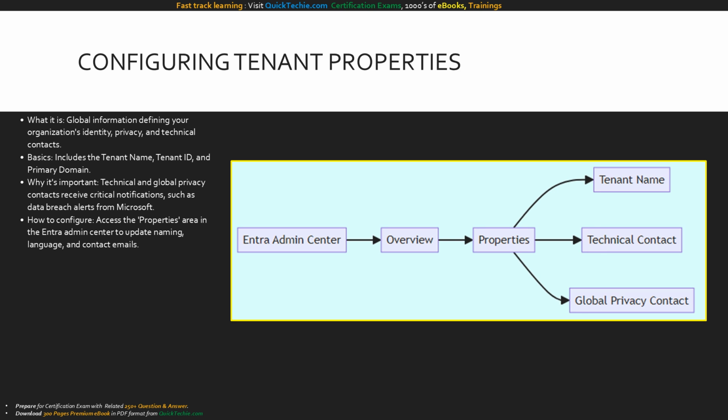This flow illustrates the simple path to update your tenant's core identity. Starting from the Entra Admin Center, you navigate to the Overview pane and select Properties. From there, you branch out to configure the tenant name, the technical contact for standard IT support communications, and the global privacy contact for critical security and compliance alerts. Keeping these three nodes updated is your first administrative duty.